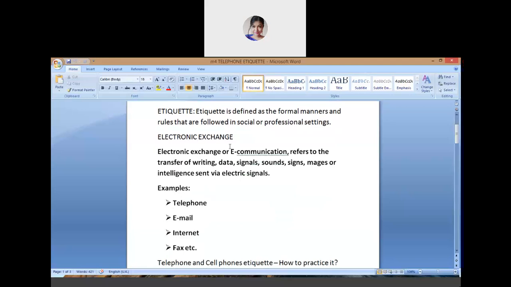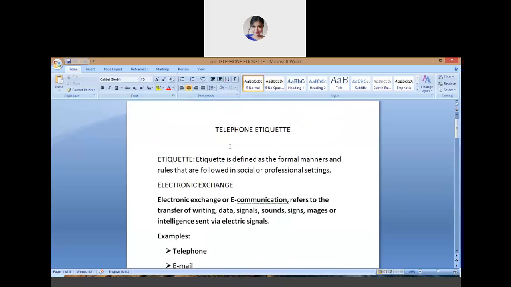Telephone etiquette. Now, what is telephone etiquette? Telephone etiquette is related to the rules and regulations associated with the telephone or your mobile phone. Okay, we all use mobile phones, and mobile phones are a very important part of our life, isn't it? We cannot survive without mobile phones. Now, when we use our mobile phones, especially in public places, we need to understand how to use the mobile phones or the phones appropriately. Sometimes we also have to use a telephone.